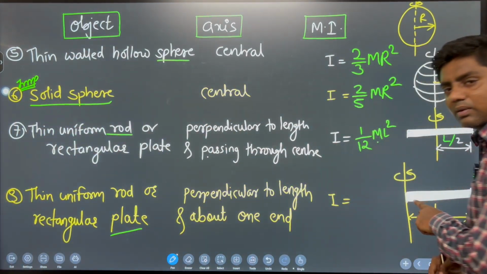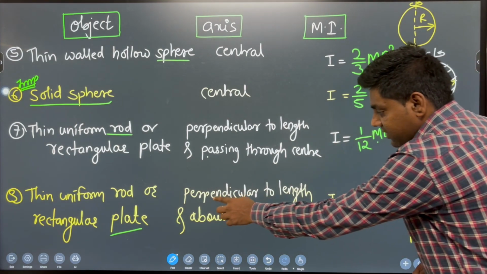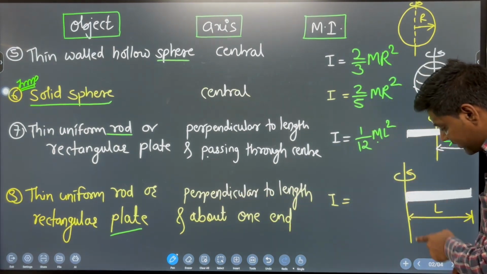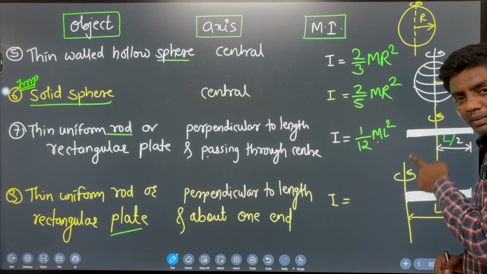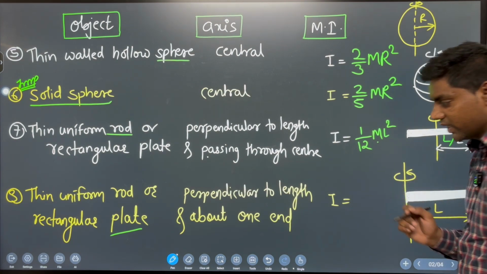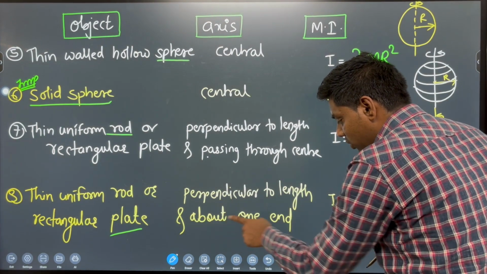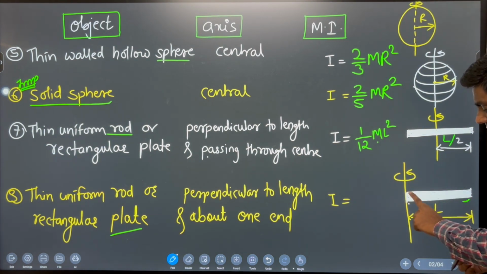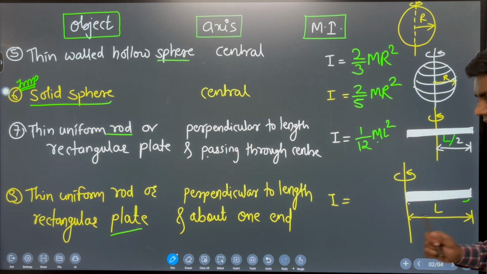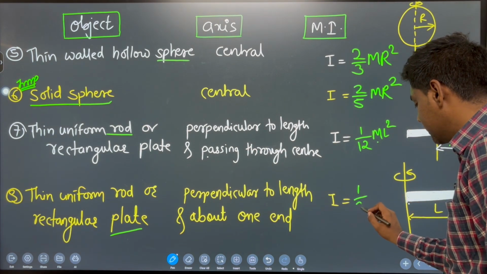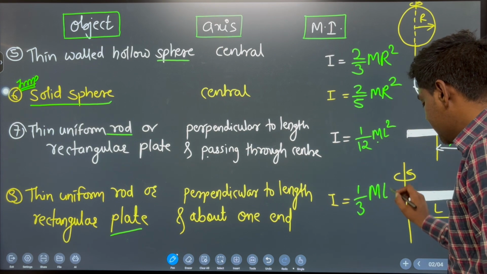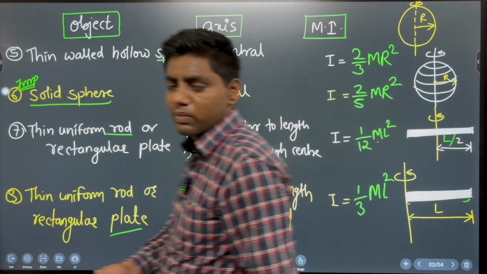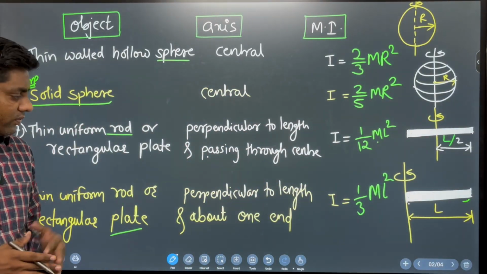Now this is the diagram, look at the diagram. The axis is perpendicular to the length. About the axis, now the rod is rotating, and most importantly about one end. So now there are two ends of the rod or the rectangular plate. One end के regarding में वो rotate हो रहा है. So remember the formula, 1/3 ml square. So these are the four most important shapes we have already completed.